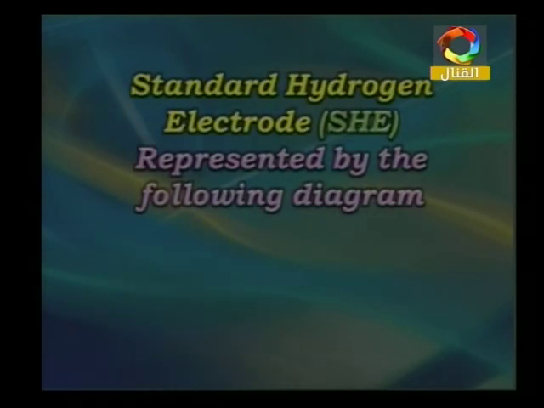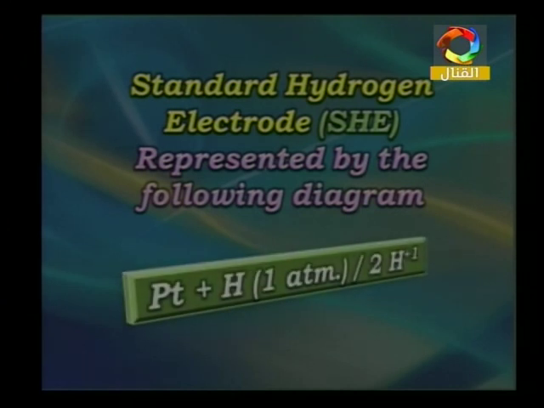Standard hydrogen electrode, or SHE, is represented by the following diagram. What's meant by diagram? As we said before, a diagram means the half cells, or the reaction that happens in the anode or cathode or any half cell, or the whole cell, galvanic cell or Daniell cell.